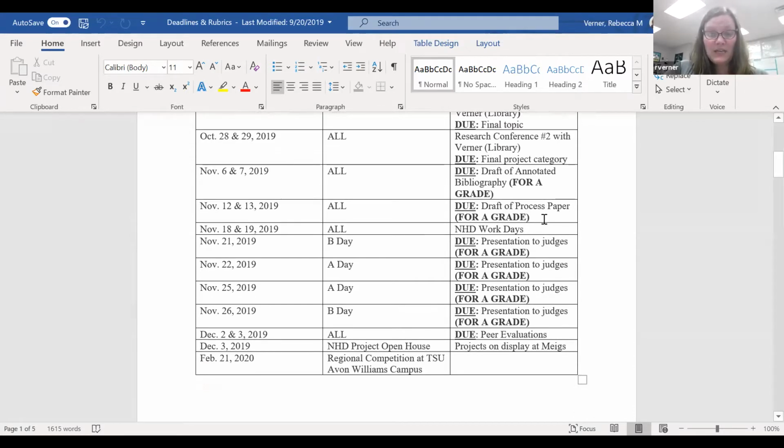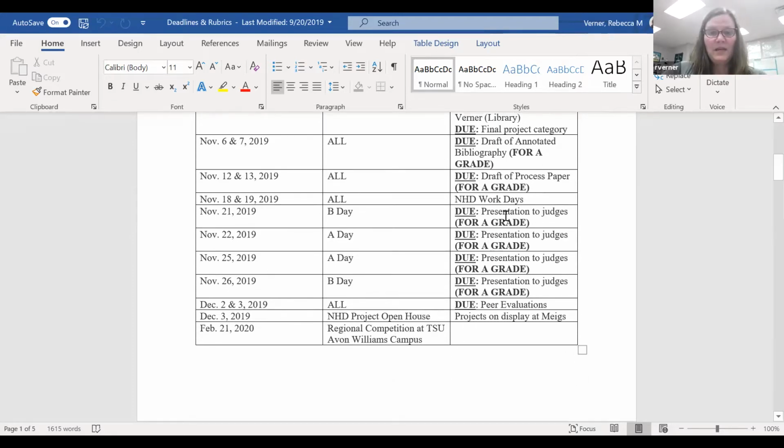And you can also see on the calendar here, they turn in a draft of their process paper. I provide feedback on that draft, and then I will hand it back to them, and I expect them to make the corrections, the changes, address those comments in their final version. So I do not take a grade on the draft of the process paper other than did you turn it in? So that would be a homework grade, right? They have days to refine their work, their projects.